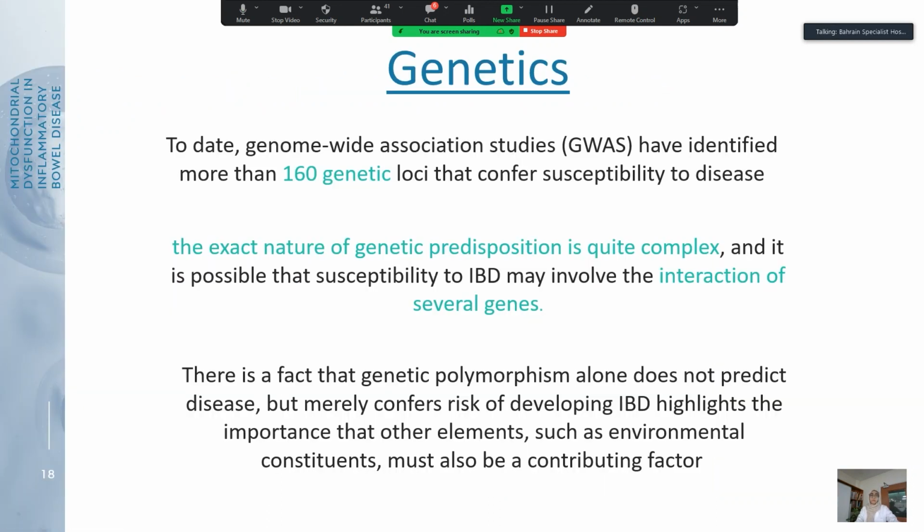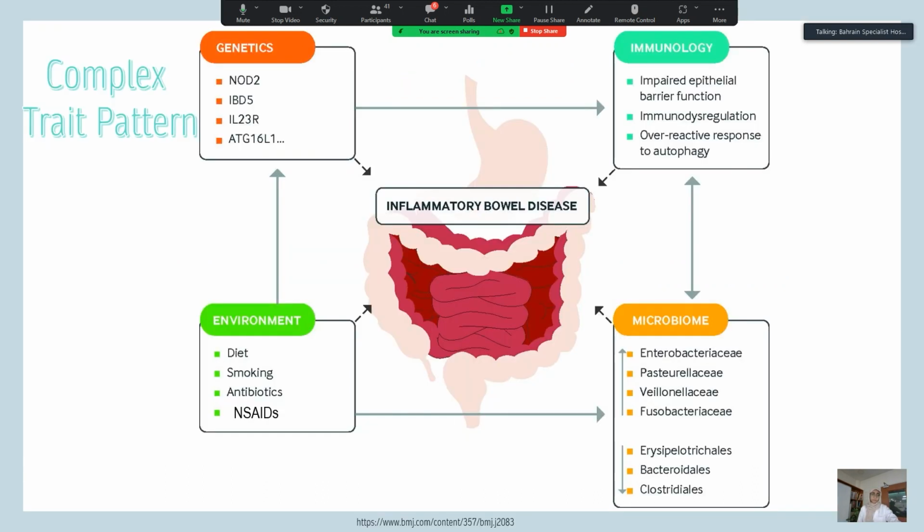So far, genome-wide association studies, the test used to scan the whole genome of a person, have detected more than 160 genes that could be susceptibility genes for inflammatory bowel disease. The exact nature of this genetic predisposition is still complex, because it interacts with several other genes. Some genes could be considered protective against the disease, and some flare up the disease, and they do not act alone. They interact with other factors like environmental factors and the immune system.